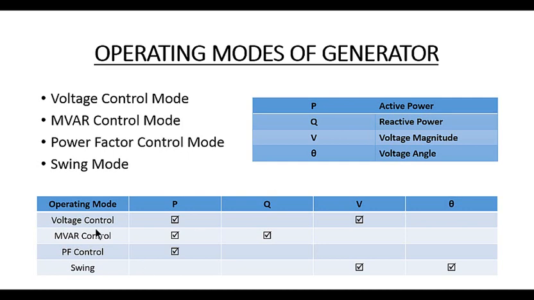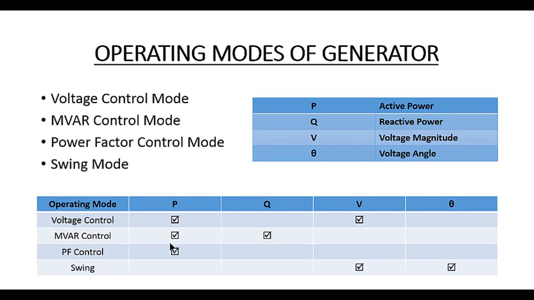Now, in a voltage control mode generator, the active power as well as the voltage magnitude is fixed, whereas the reactive power and the voltage angle theta varies with respect to the load. Of course, there is a limit of maximum and minimum reactive power that the generator can supply, but the exact amount of reactive power depends upon the scenario and is not fixed.